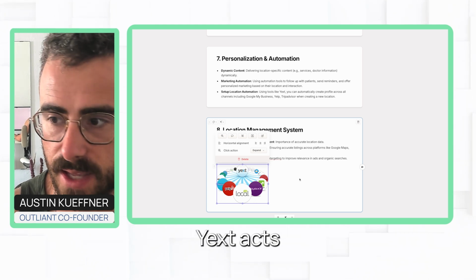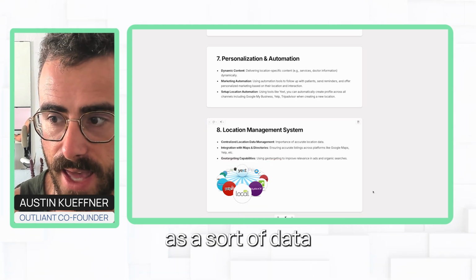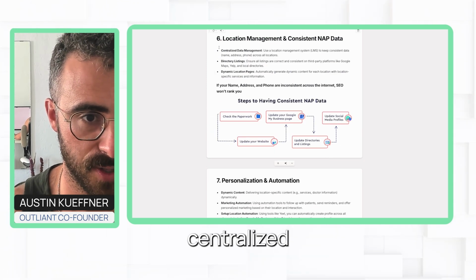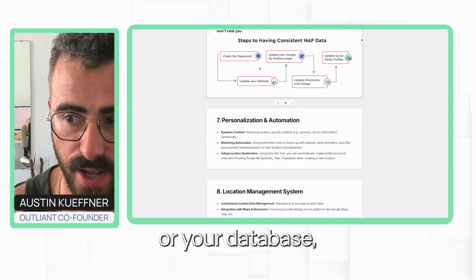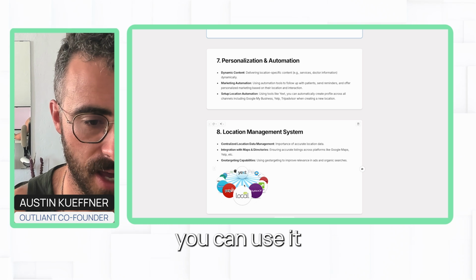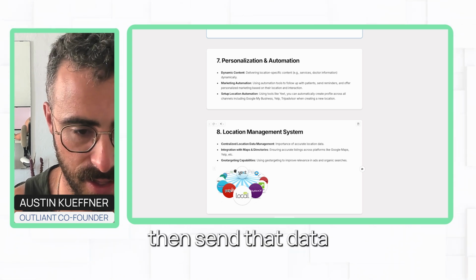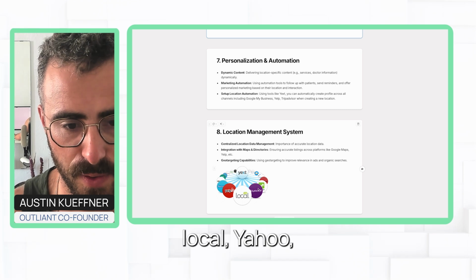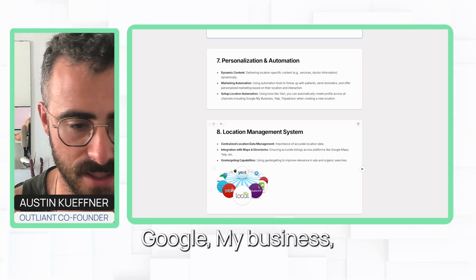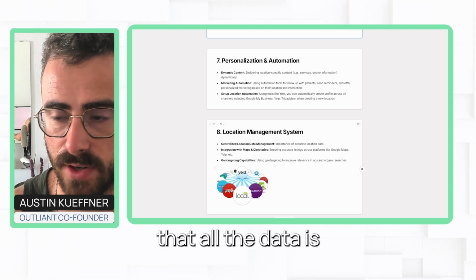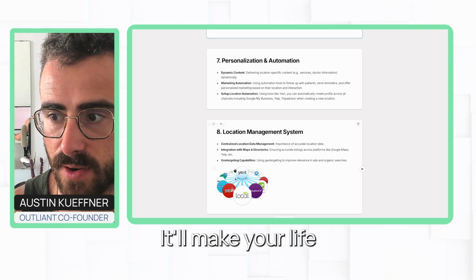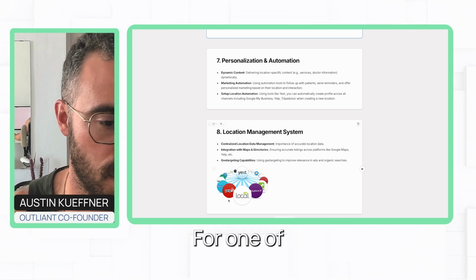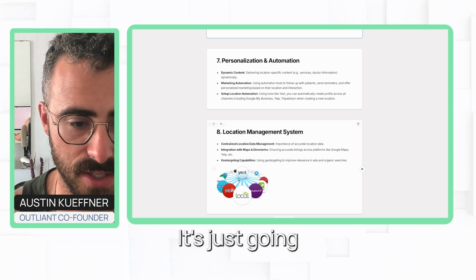So essentially, Yext acts as a sort of data pipeline, right? If you have your centralized data management or your database, you can use Yext as a data pipeline to then send that data to Yelp, Foursquare, Local, Yahoo, Google My Business, all of the platforms, to just ensure that all the data is the same. It'll make your life much easier when building locations or changing data for one of your locations. It's just going to make your life a lot easier.